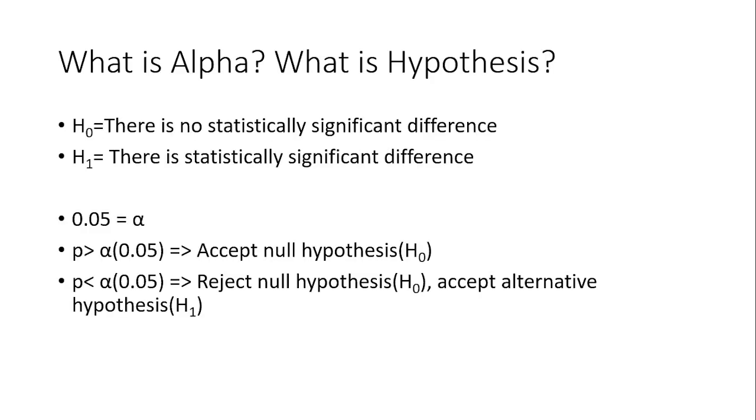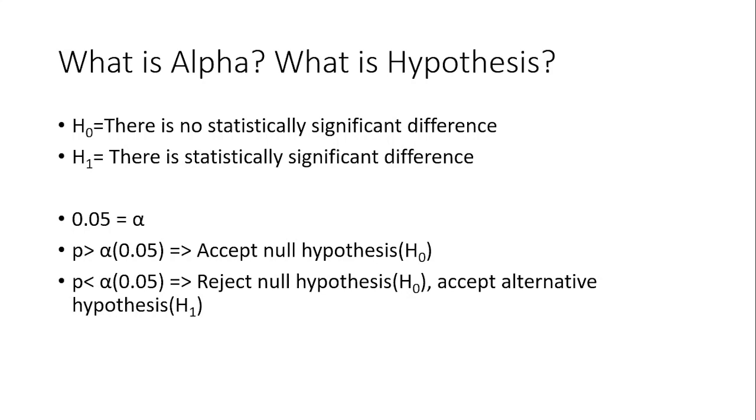So I want to talk about what alpha is and what a hypothesis is. How would you reject one? How would you accept one? What are these things that we are looking at? Let's discuss those. Alpha is generally 0.05, and after finding the p-value, you would decide if you would reject the null hypothesis or the alternative hypothesis.